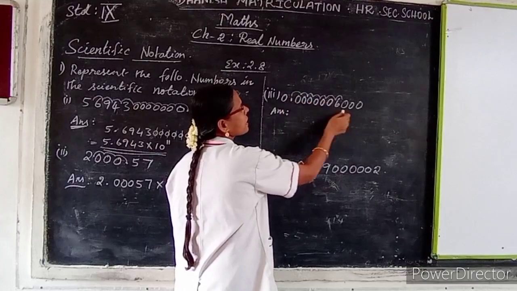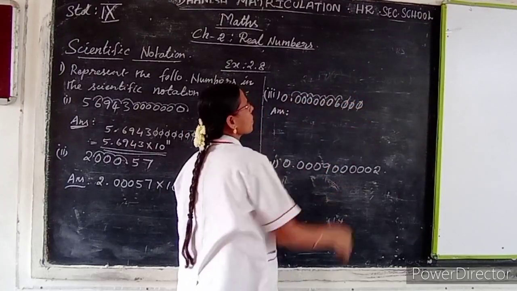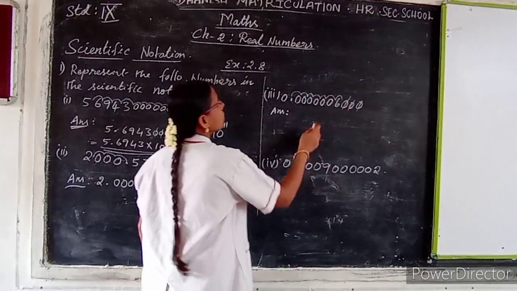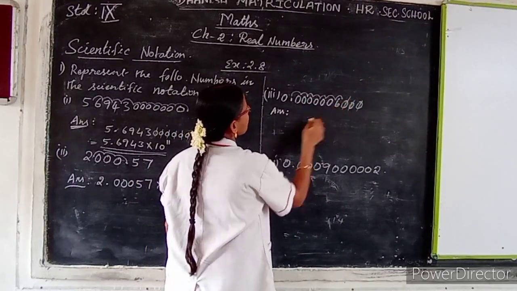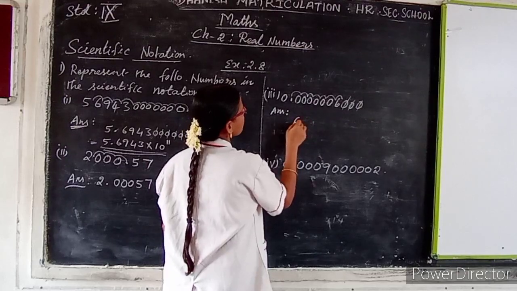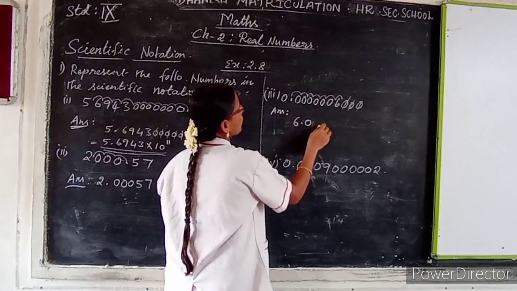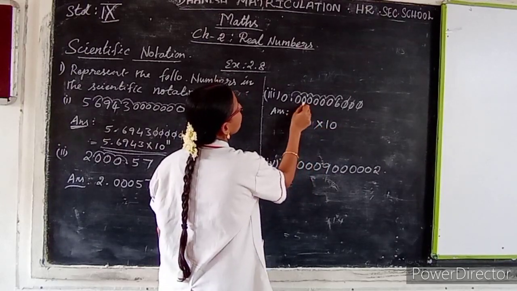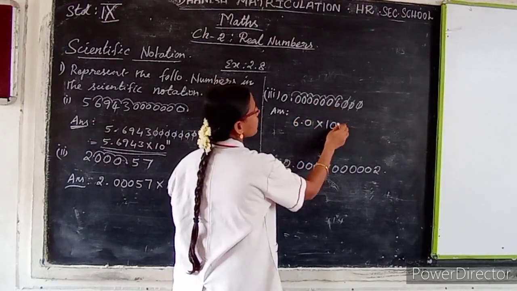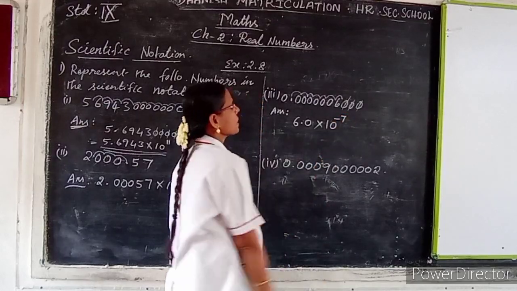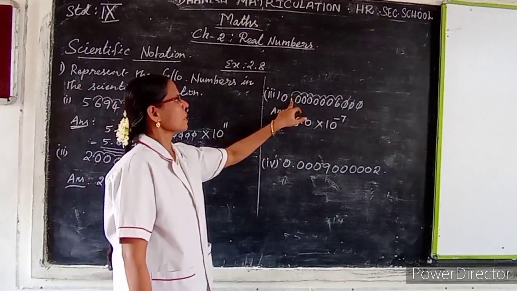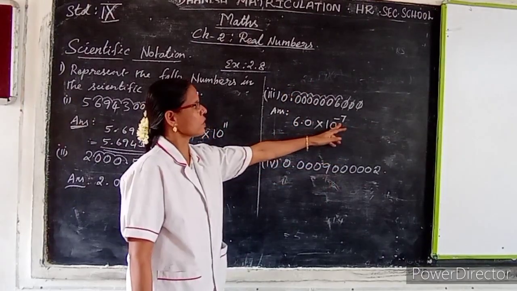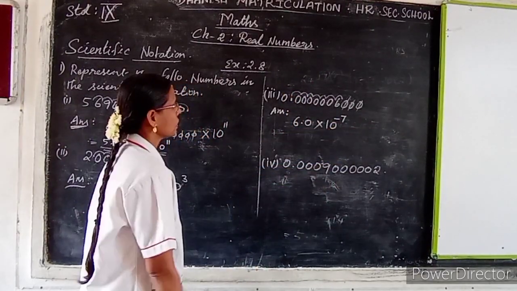This is the decimal point. There is no value for this zero. After the decimal point, the last zeros have no values at all. So this number can be written as 6.50 into 10 to the power, how many places do we move? 1, 2, 3, 4, 5, 6, 7. So minus 7, because we move the decimal point from its original position to its right side. So the power should be negative.